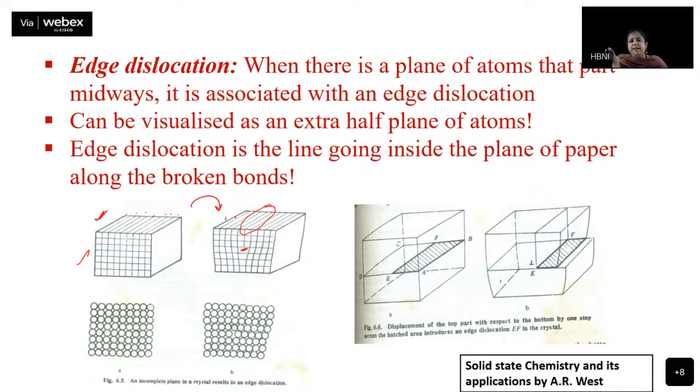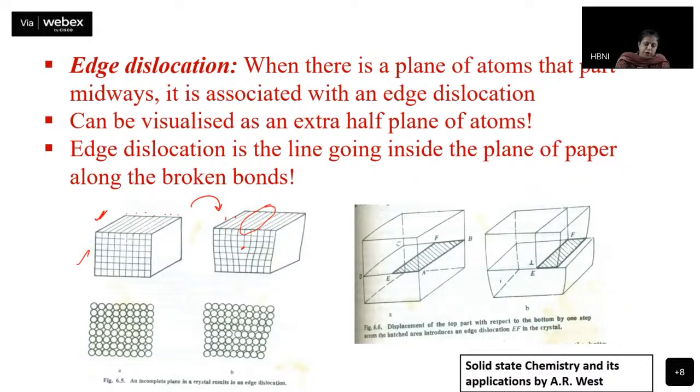Now, where does that edge dislocation lie? If you look at this point, the plane started from the top and stopped midways, then this particular line, which was incomplete, which was not continuing, this one-dimensional line is called edge dislocation. So if I look at this cube and if I put my pointer over here, then the line that is perpendicular to the plane of the screen and going inside along this unfinished plane is called edge dislocation. I hope it is clear.